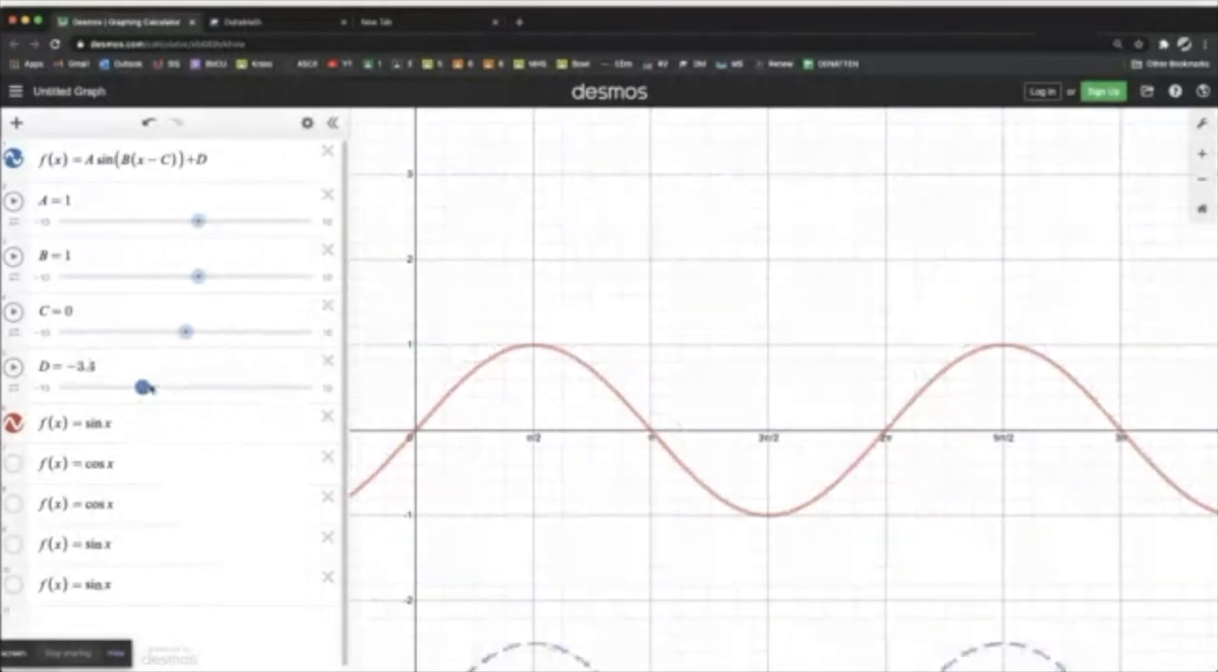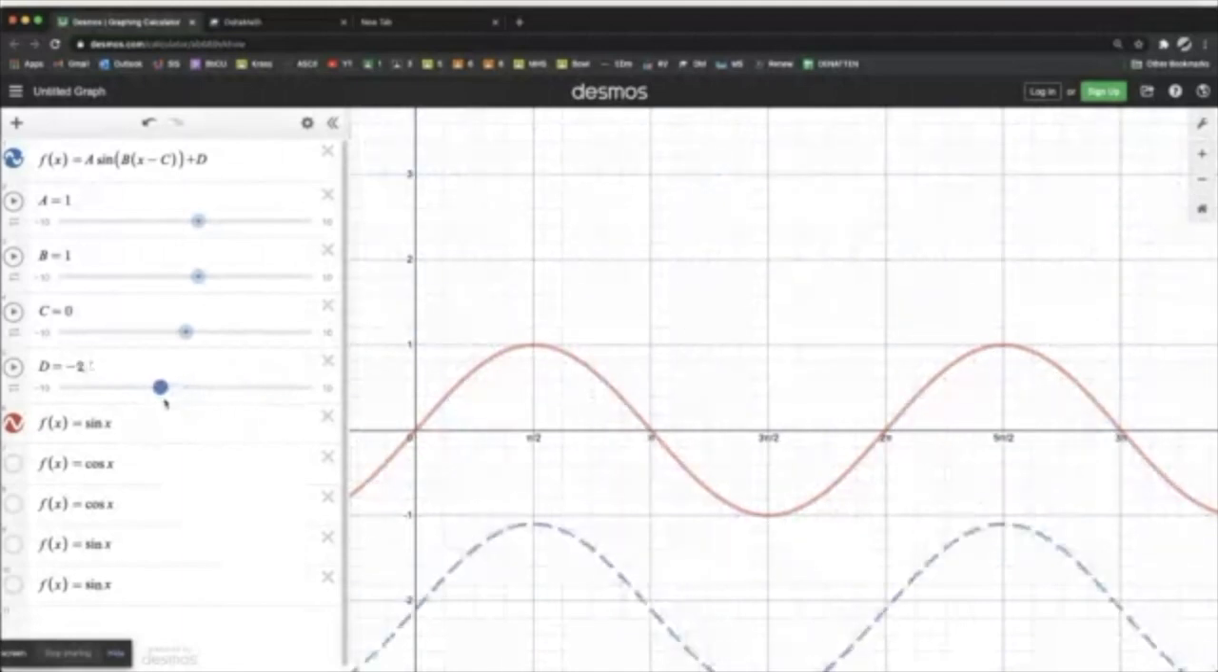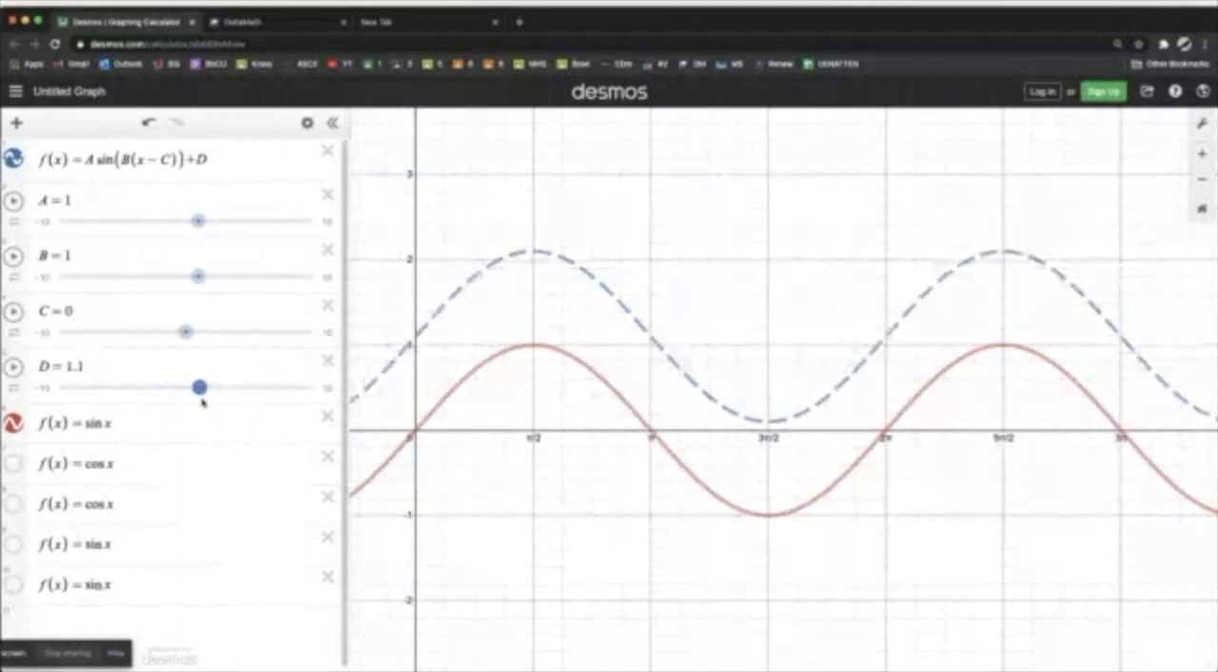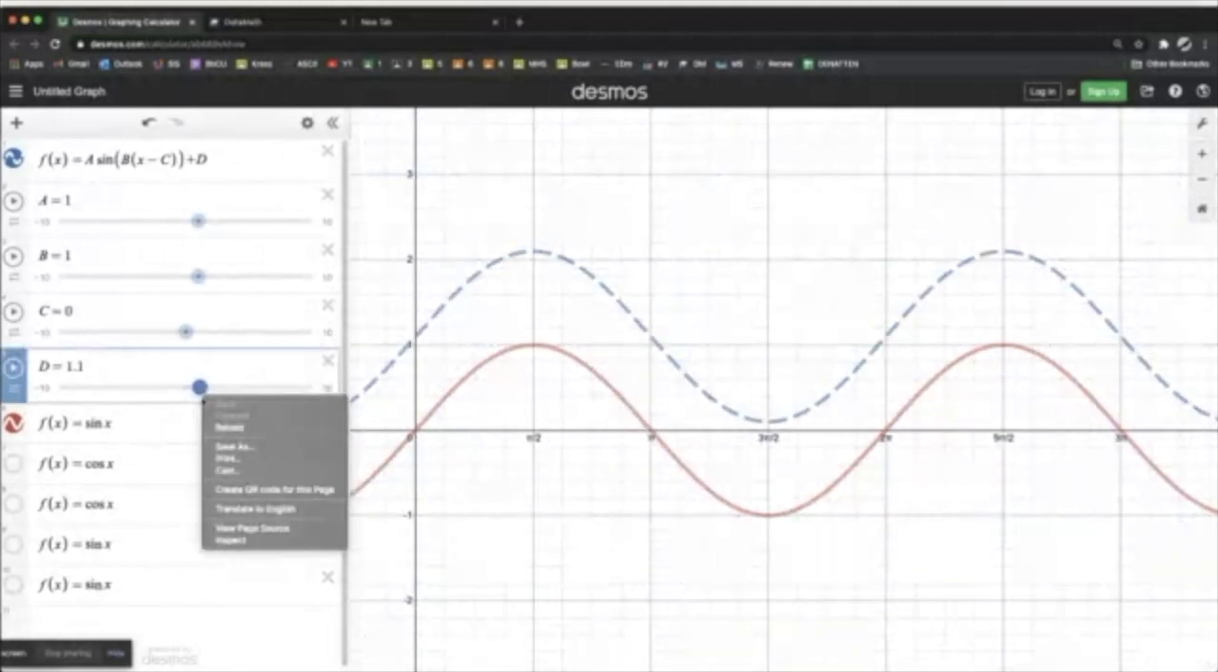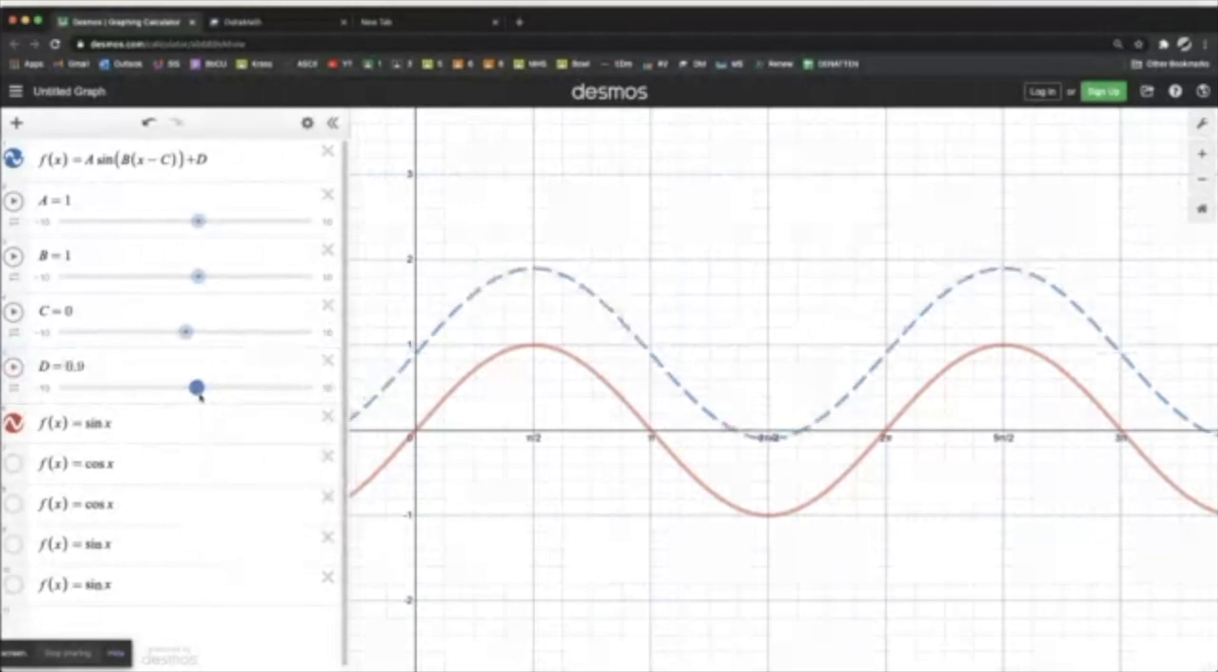Kind of makes me nauseous. If you're not good with boats, you can get seasickness by doing this. Be careful. Okay, let's stop that. Let's go back to 0.